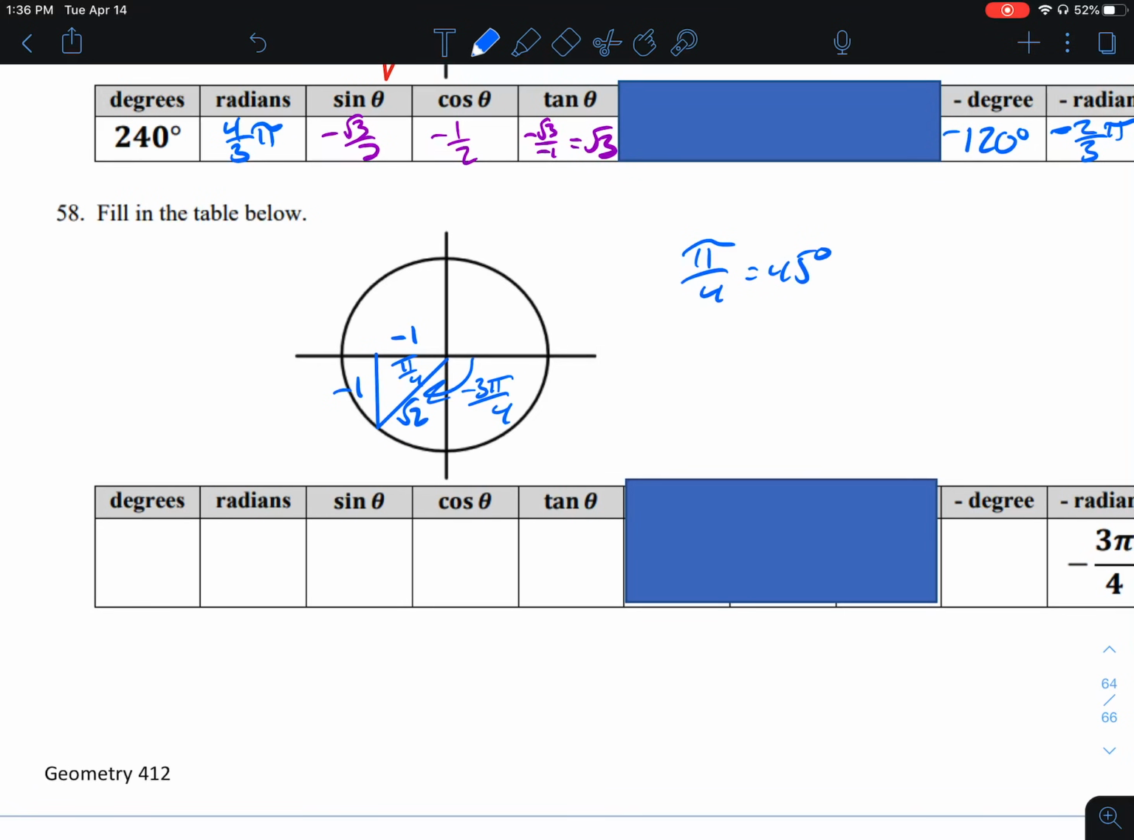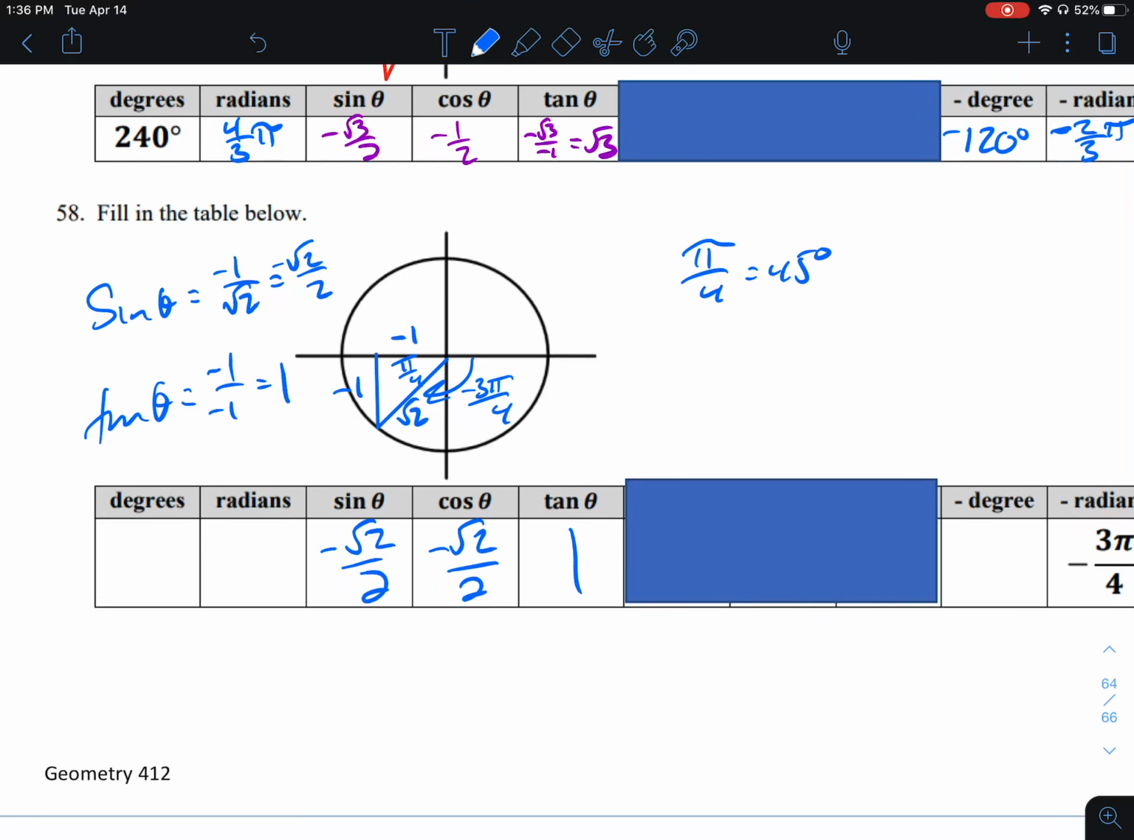Sine is y over r. If you rationalize this, you get negative square root of 2 over 2. Cosine is x over r, which is also -1 over the square root of 2, which is also going to rationalize to negative square root of 2 over 2. Tangent of theta is y over x. If you divide two negatives, you get a positive, so that's +1.